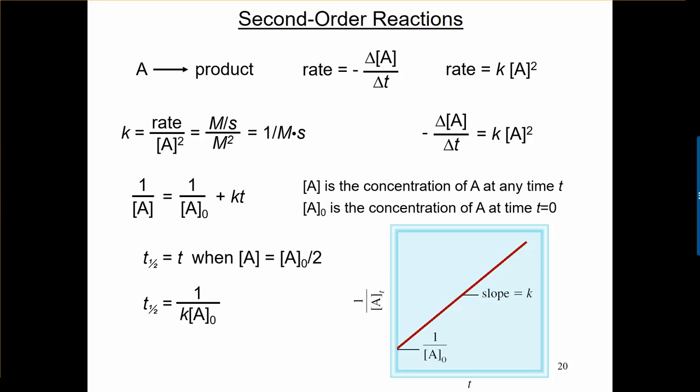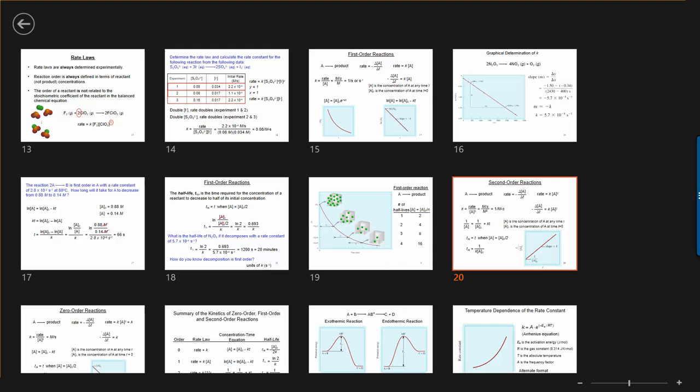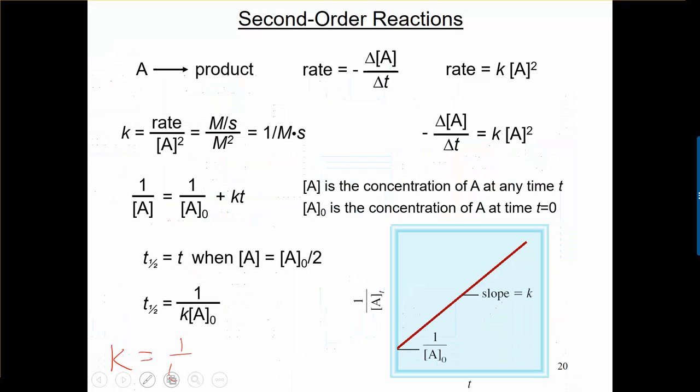Okay, so if I need a K and they give me the half-life, that's how I find it. Use the half-life equation. This equation will be provided to you. Okay, you'll have that equation. You just need to know how to use it to find your K. I can't write down there very well. Okay, it's not going to let me write down there. But K equals 1 over T 1 half times A naught. And that would give me my K. Okay?